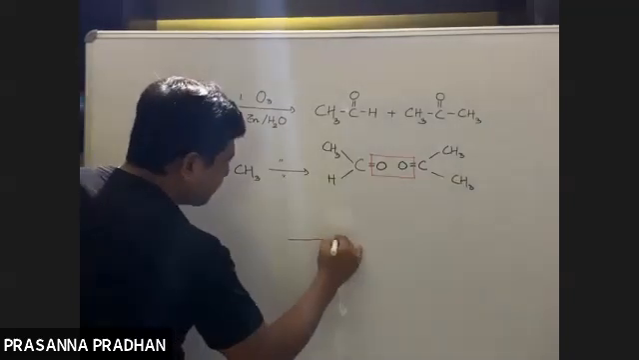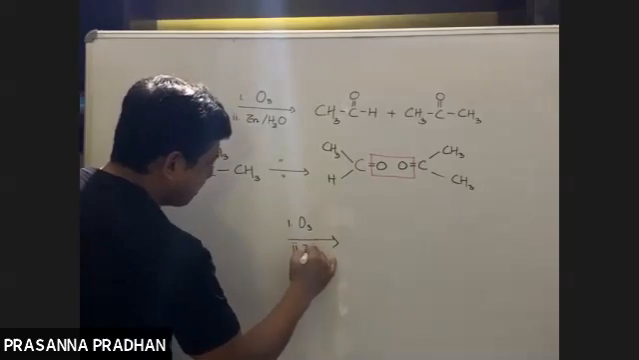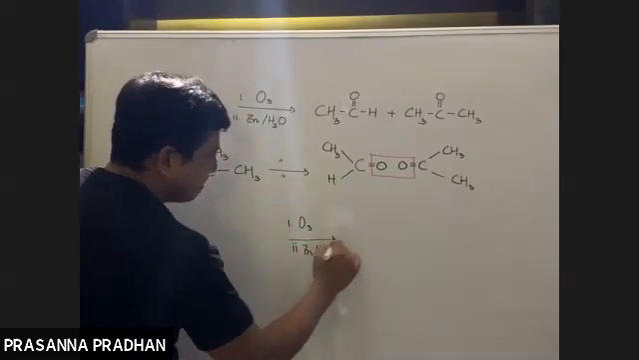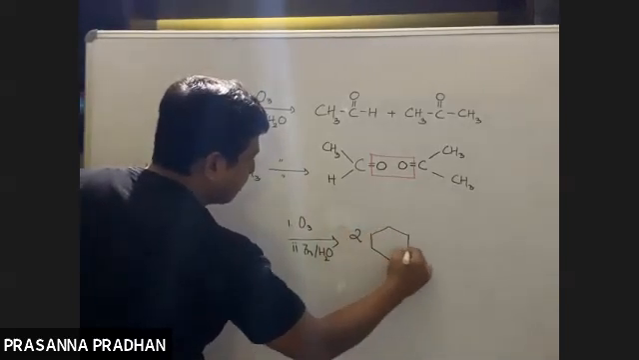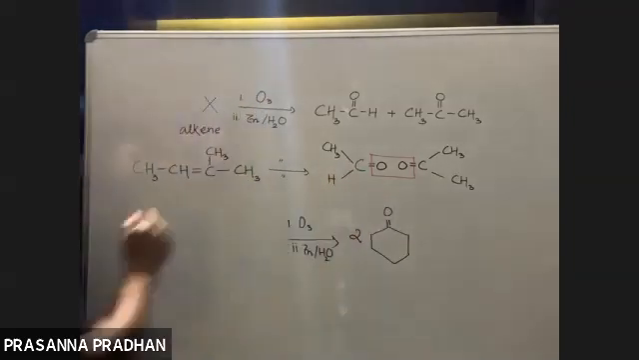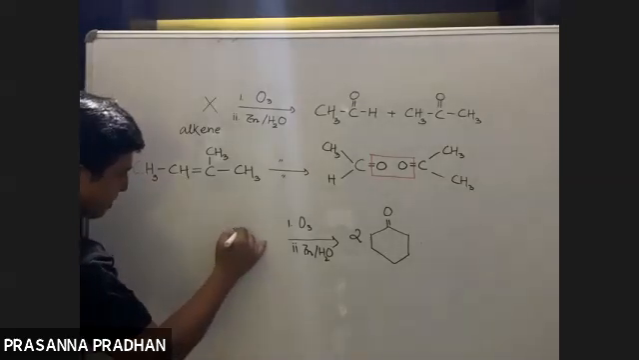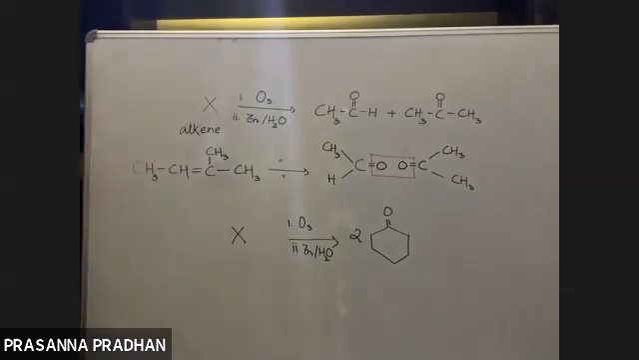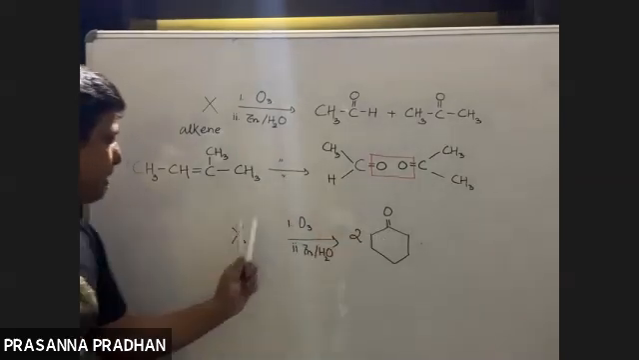Now suppose this question came in the boards. It is a board question, board level question. Now 2 moles of cyclohexanone are obtained, and you have to predict the structure of the starting compound X. So what is X? As soon as we see this reaction, we come to know that yes, we are talking about the ozonolysis reaction. How are you going to predict the structure?